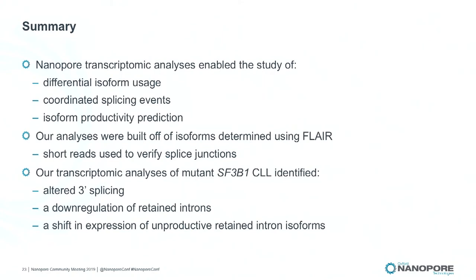So in summary, with nanopore, we could study differential isoform usage, which I didn't show today, coordinated splicing events, which I also didn't show, but I meant to write differential alternative splicing, and isoform productivity. We used FLARE, and FLARE does use short reads to help with the splice junction validation. And our final results were we were able to identify alternative 3' splicing, a downregulation of retained introns, and a shift in expression of unproductive retained intron isoforms. Future work includes doing native RNA sequencing to look at RNA modifications and doing a more rigorous coordinated splicing analysis.